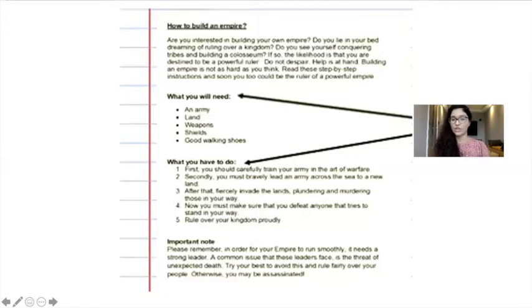I'll read it out just so you can hear everything that's included. First, you should carefully train your army in the art of warfare. So you've got the time connective first. Carefully is the adverb. Imperative verb train, full stop at the end of your sentence. Secondly, you must bravely lead an army across the sea to a new land. After that, fiercely invade the lands, plundering and murdering those in your way. Now you must make sure that you defeat anyone that tries to stand in your way. Rule over your kingdom proudly.